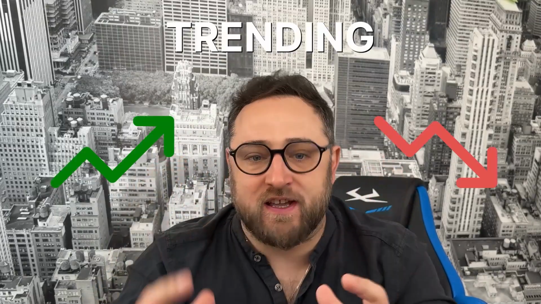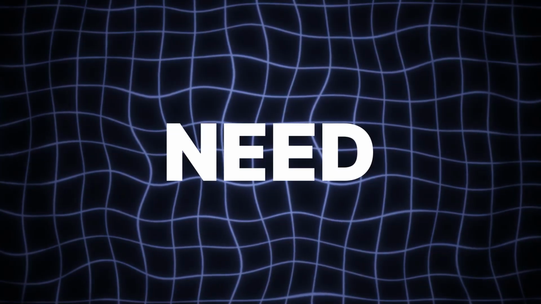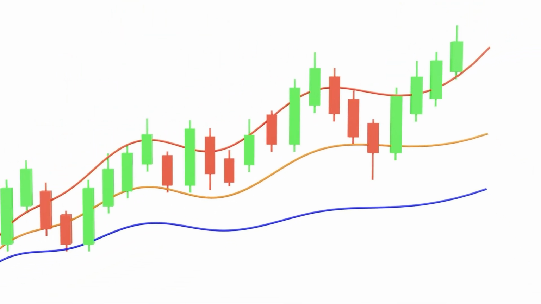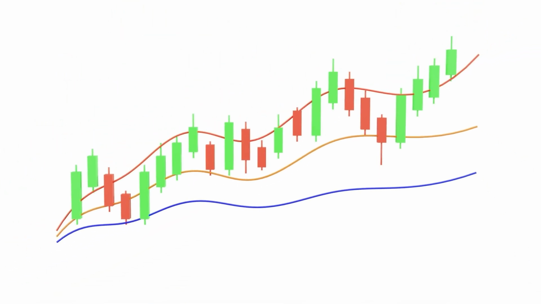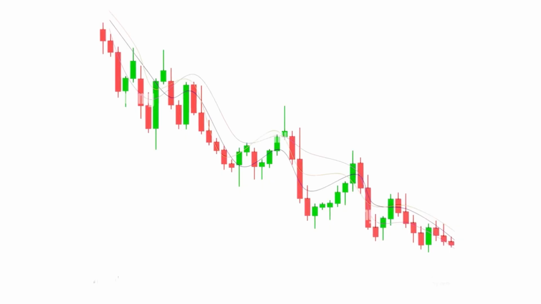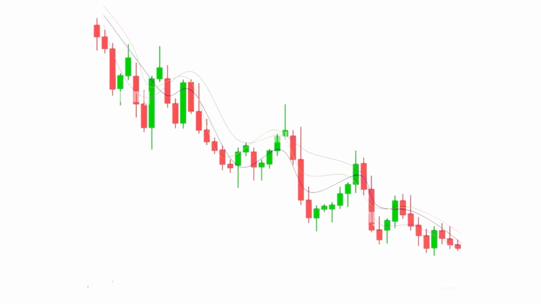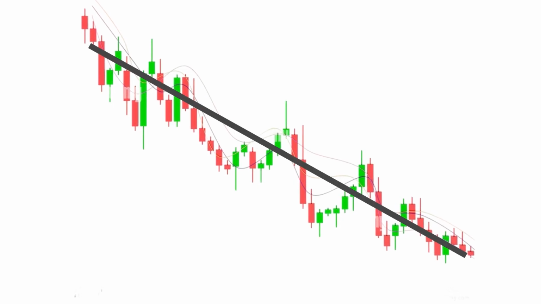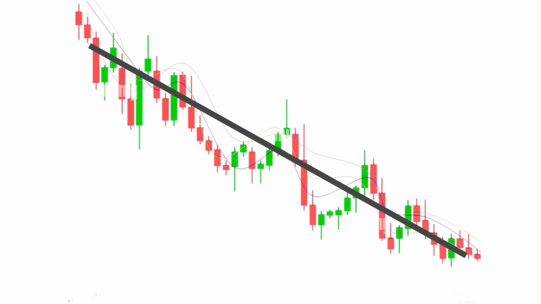So, here's the rule. Only trade when the market is trending. Avoid sideways noise, it will eat your account alive. You don't need 10 indicators. The easiest way to spot a trend is to zoom out a little and look at the last 20-30 candles. If the price is making new highs and pulling back slightly, that's an uptrend. If it keeps failing and can't recover, that's a downtrend. You can also draw a trend line by connecting two or more swing highs or lows. If it holds, the trend is alive.